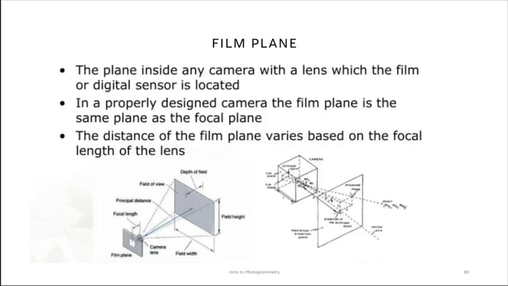So the film plane is the plane inside any camera with a lens in which the film or digital sensor is located. In a properly designed camera, the film plane is the same plane as the focal plane. The distance of the film plane varies based on the focal length of the lens.